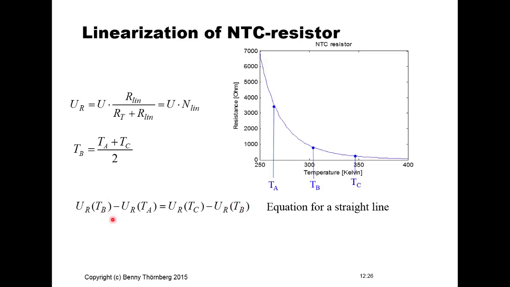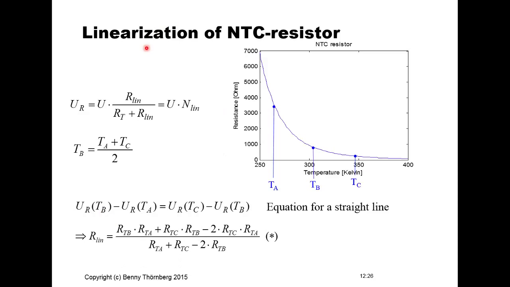And then if we combine this expression with the previous expression for this UR, then we can solve for the linearization resistance R. U will be eliminated along the way. I have not made the whole development, but you can do this as an exercise yourself. Anyway, this is the final expression that I achieved. We can continue with this on the next slide.